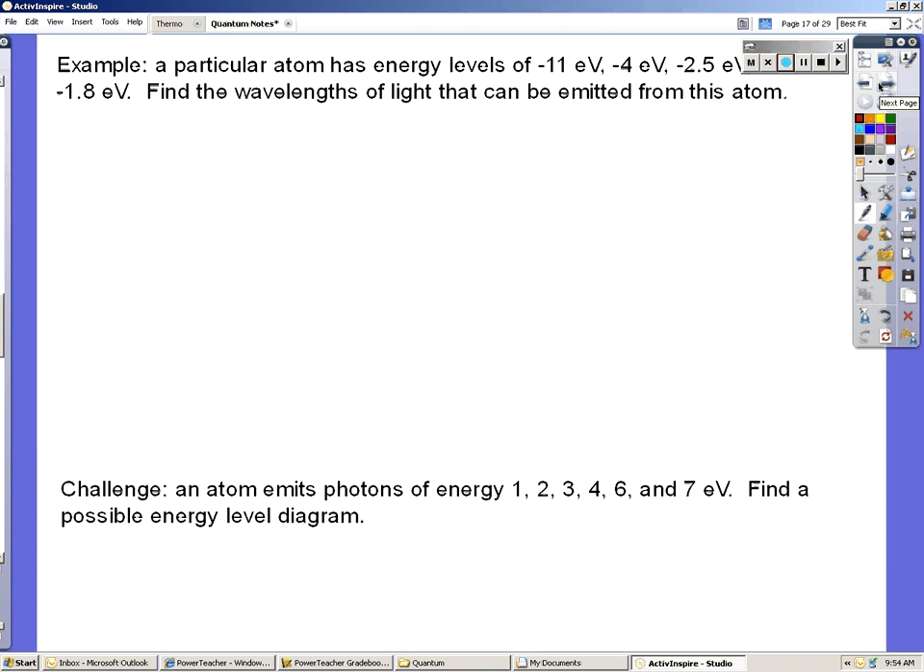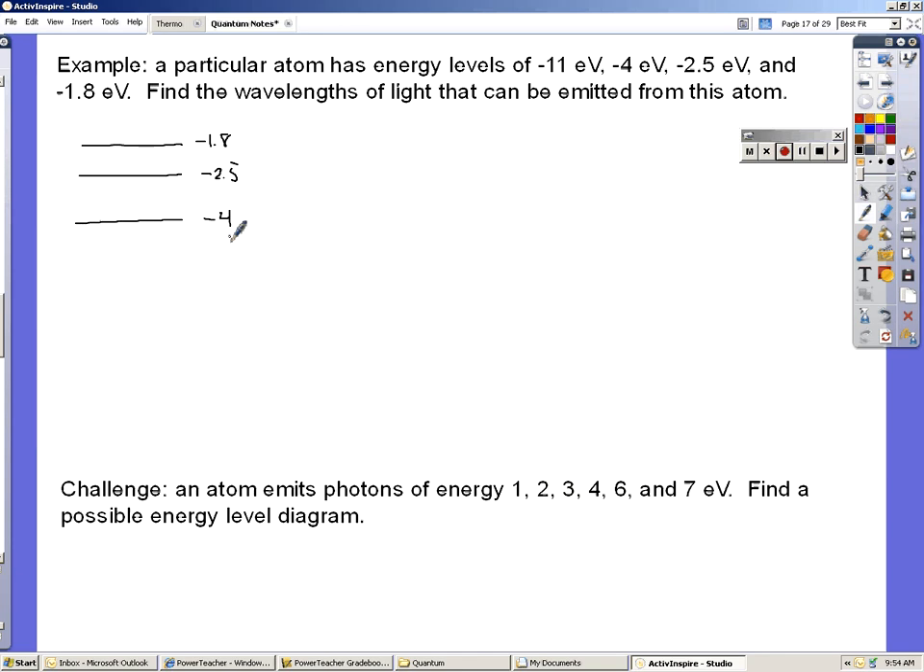So, in an example of how you do this, you've got a particular atom that has energy levels of -11, -4, -2.5, and -1.8 eV. We want to find the wavelengths of light that can be emitted from this atom. So we'll draw an energy level diagram for it. -1.8, -2.5, -4, and -11 electron volts. Those are the energy levels.